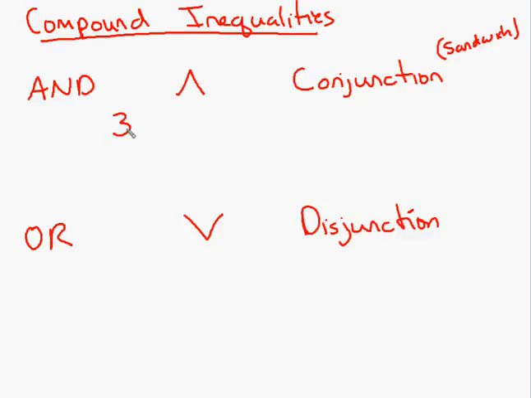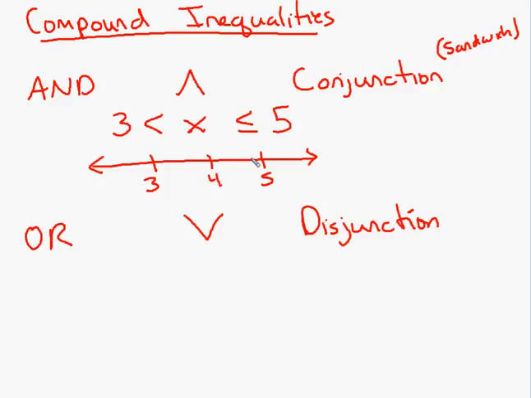So let's say I had 3 is less than x is less than or equal to 5. Notice I have two inequalities here, and the x is sandwiched in between them. So if I were to graph that, I'd have my 3, I'd have my 5. Closed circle at 5. Open circle at 3, and then x is in between those, so I connect them like that.